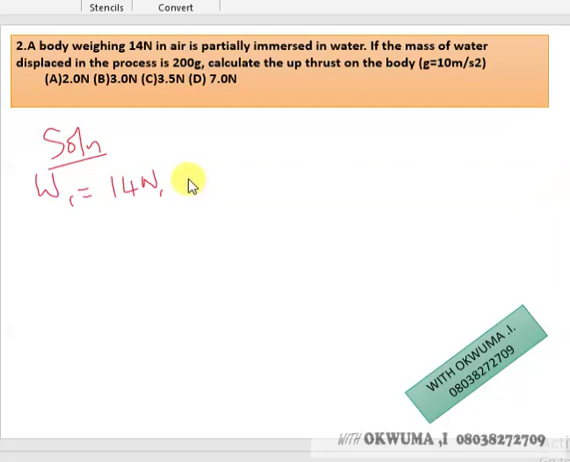So, the mass of water displaced here, m, is equal to 200 grams. You change it to kilogram, divide by 1000, 200 over 1000. That will give us 0.2 kilogram. Now we are asked to find the upthrust.